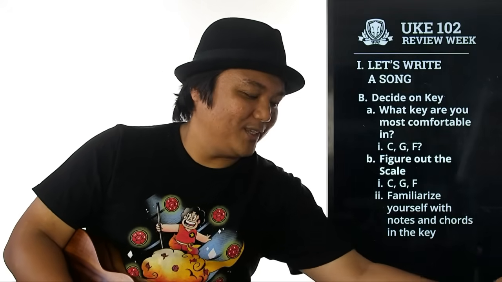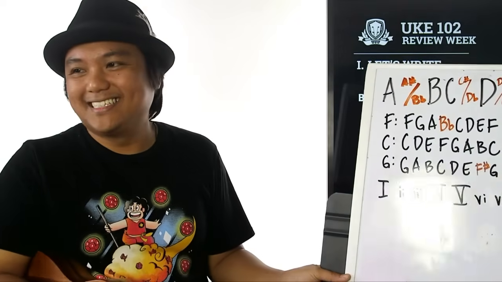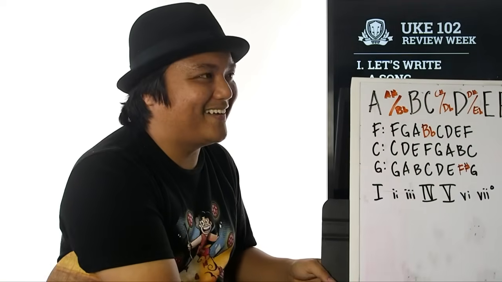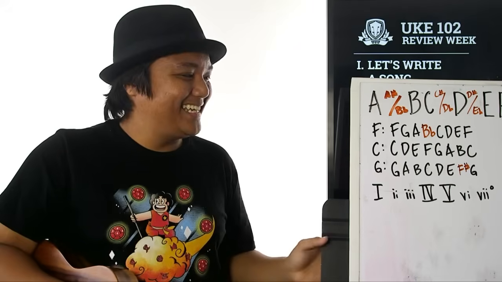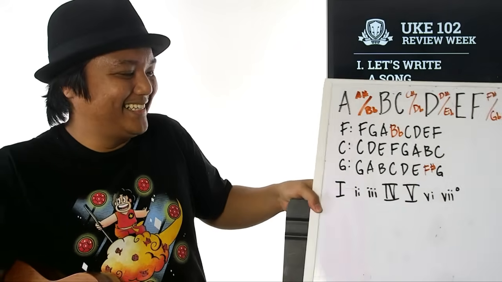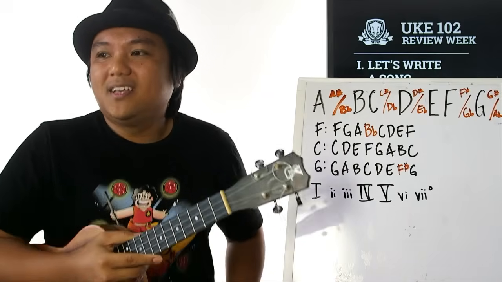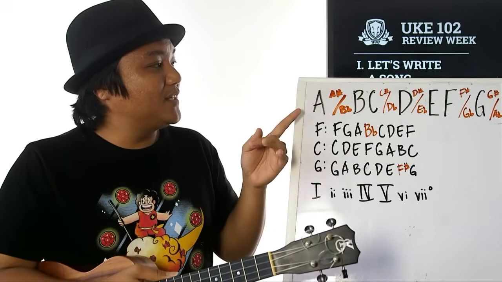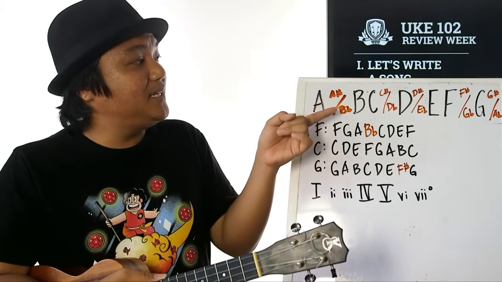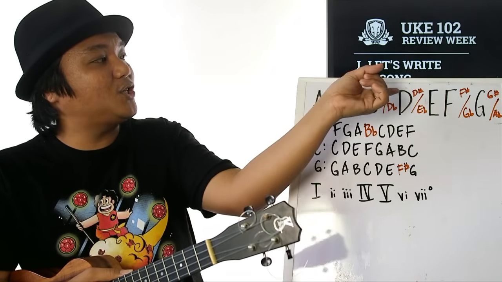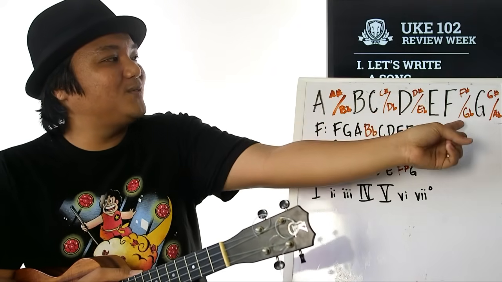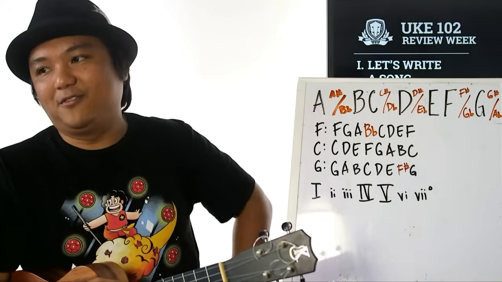So I'm going to take my handy dandy whiteboard here, and hopefully it doesn't fall. Quick hands, not just for playing ukulele. All right, there it is. So these are the notes that are available to us: A sharp, B flat; B, C sharp, D flat; D sharp, E flat; E, F sharp, G flat; G sharp, A flat.